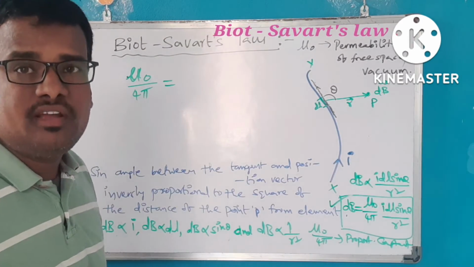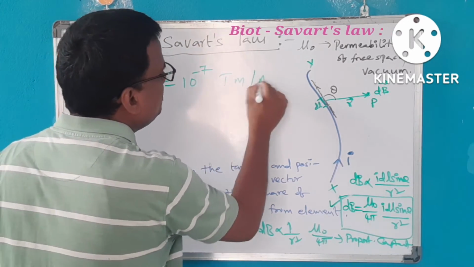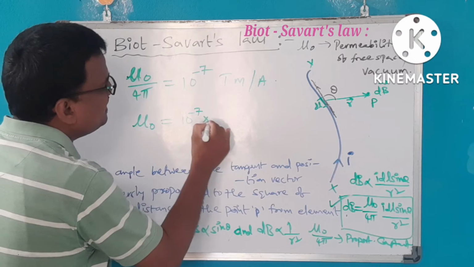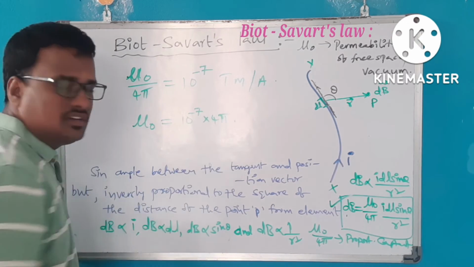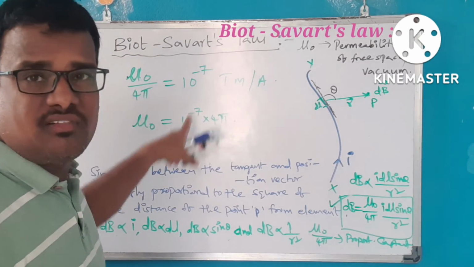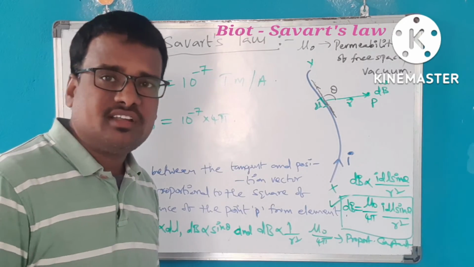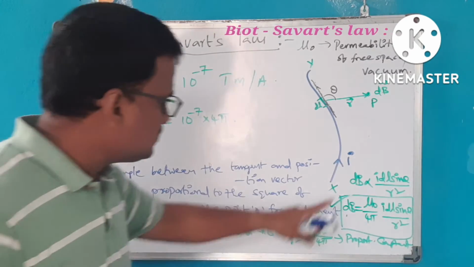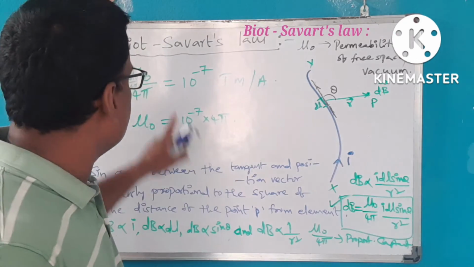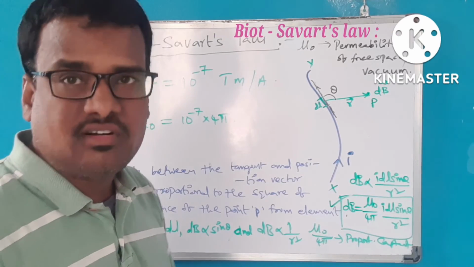Here the mu naught by 4 pi value is 10 to the power of minus 7 Tesla meter per ampere. So what is the value of mu naught? Mu naught is equal to 10 to the power minus 7 into 4 pi. That is the value of mu naught, the permeability of free space. So in place of mu naught by 4 pi, if we substitute the value of 10 to the power of minus 7, this equation is called the Biot-Savart's law equation.